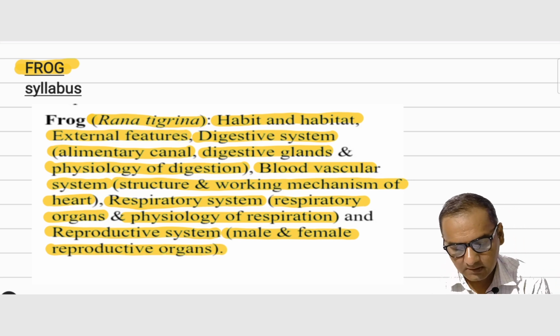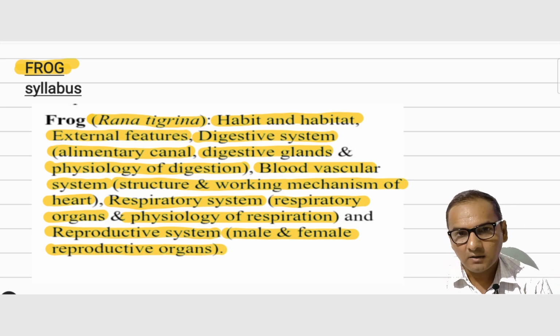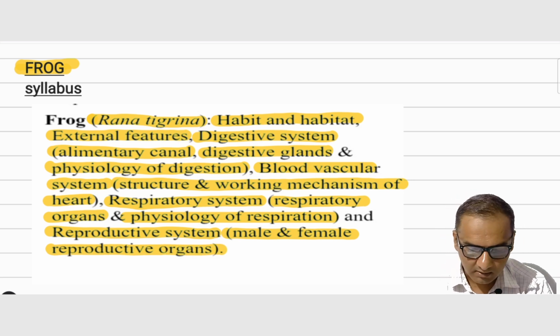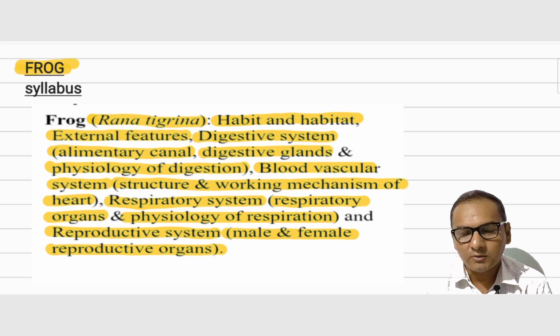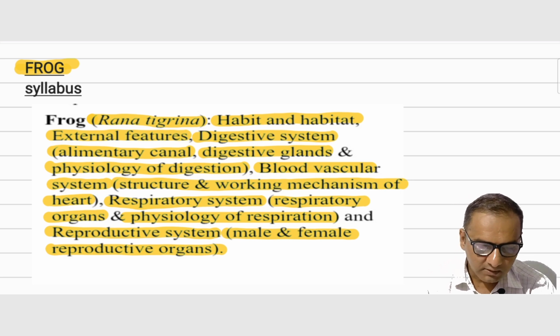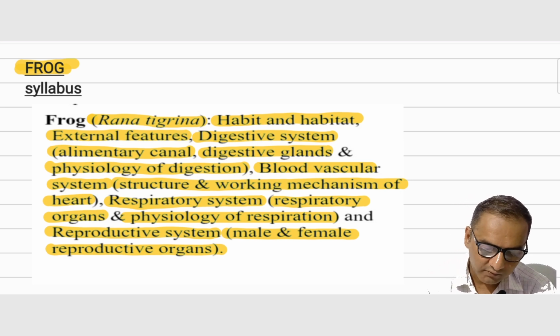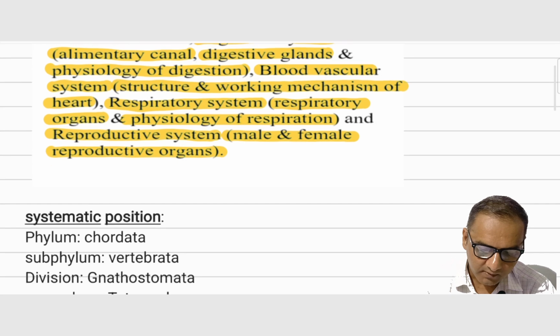So this is the syllabus given by NEB for class 11, and frog is a very important chapter from the point of view of the final examination of class 11 as well as your common entrance examination, if you are interested to give that examination. Now we discuss each and everything of frog from today.